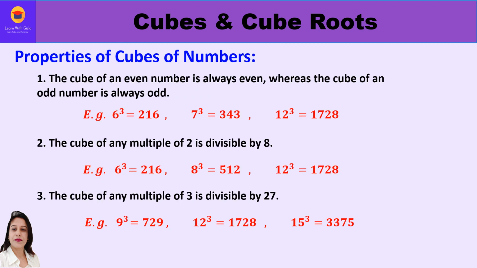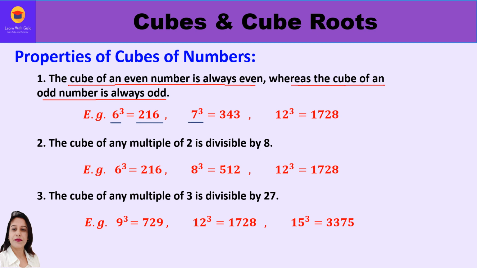Now let us learn about properties of cubes of numbers. The first property is the cube of an even number is always even, whereas the cube of an odd number is always odd. Let us take an example. 6 is an even number. 6 cube is 216, which is an even number.